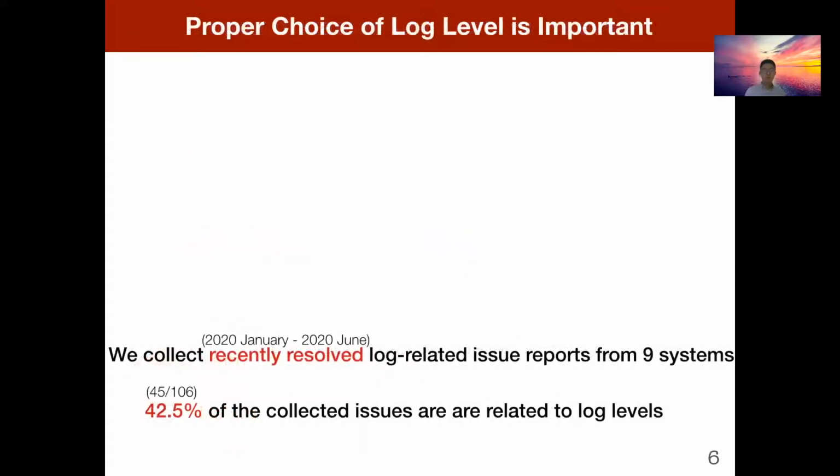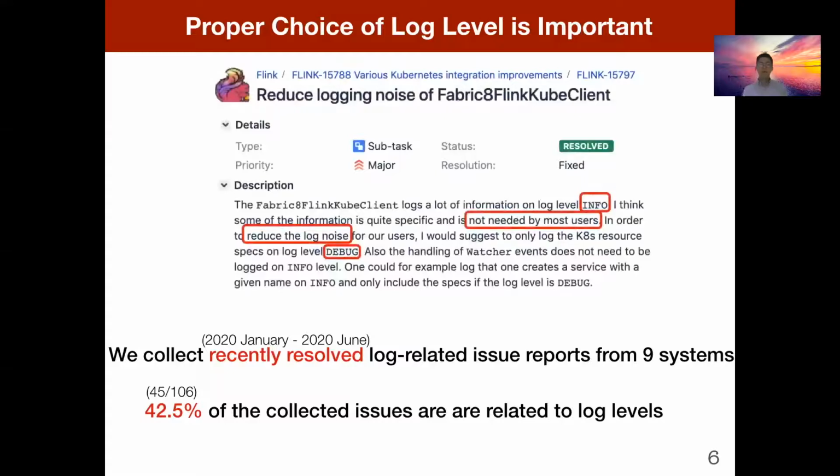We collected recently resolved log-related issue reports from 9 open source systems, and we found that over 40% of the issues are specifically log level related. We can have a look at this issue as an example. The person reports an info level logging statement, saying that the information logged here is too specific and actually not needed by most of the users. In order to reduce the noise, a lower debug level is suggested. The suggestion was accepted and the issue was resolved.